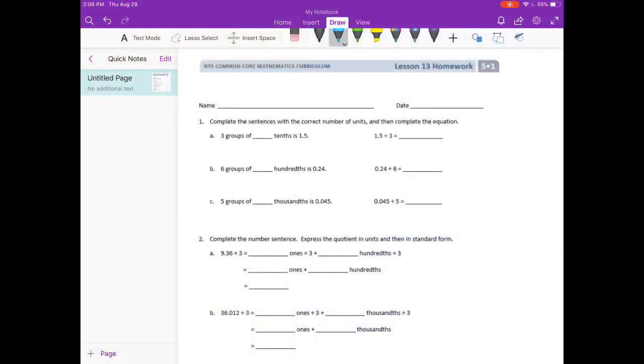Lesson 13 homework. Number 1, complete the sentences with the correct number of units and then complete the equation. 3 groups of how many tenths is 1 and 5 tenths. I'm going to change these to make them into whole numbers. So instead of 1 and 5 tenths, I'm going to change that to 15, thinking of it as 15 tenths. And groups of means multiplying. So 3 groups of something would be 3 times something is equal to 15.